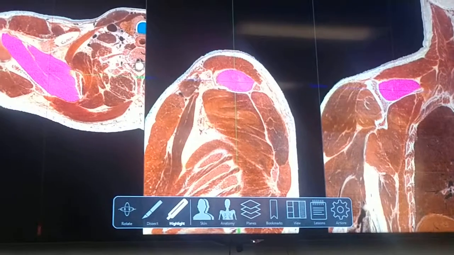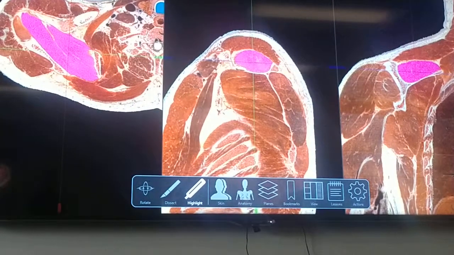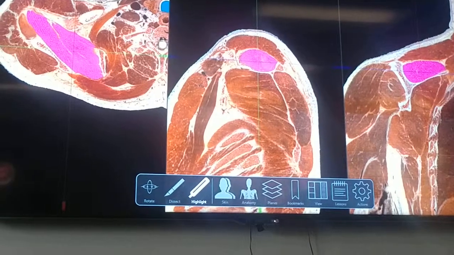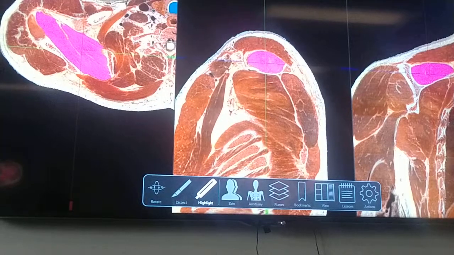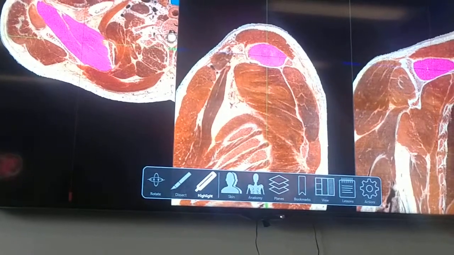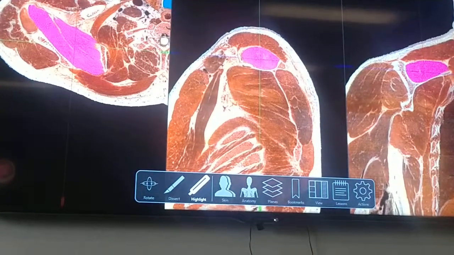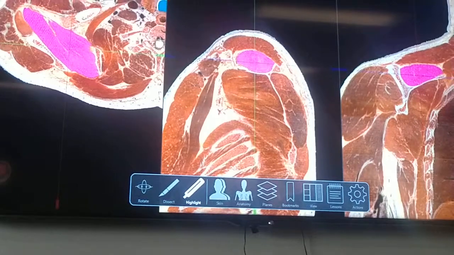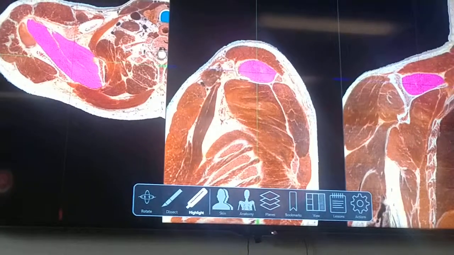Supraspinatus is innervated by what? That's not a rhetorical question, but it is the same answer. The suprascapular nerve, which comes off the brachial plexus, probably C5, C6, because it does do more than just the supraspinatus.